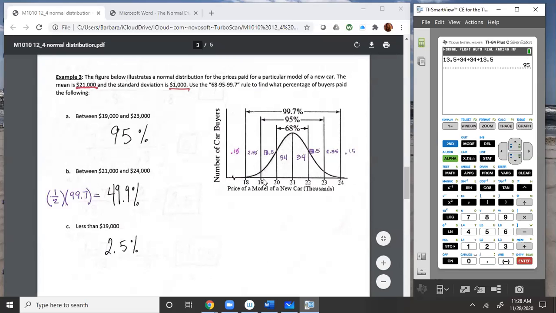And you can see that we could go straight up here, right? Because it's an equal number of percentage from the mean. And so it corresponds to this 95%.